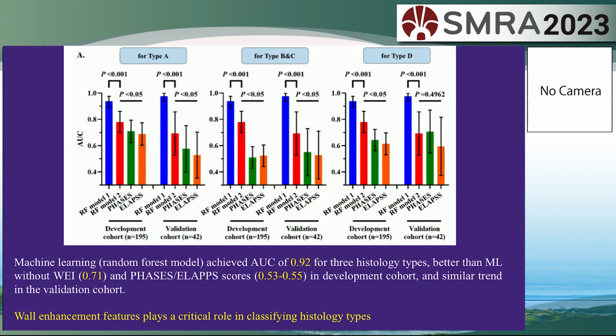And for the machine learning model, we can see it achieved an AUC of 0.92 for the three histology types, both in the development and validation cohorts. It's better than the machine learning model without wall enhancement and also the traditional risk scores. So overall, we found these wall enhancement features play a critical role in classifying histology types.